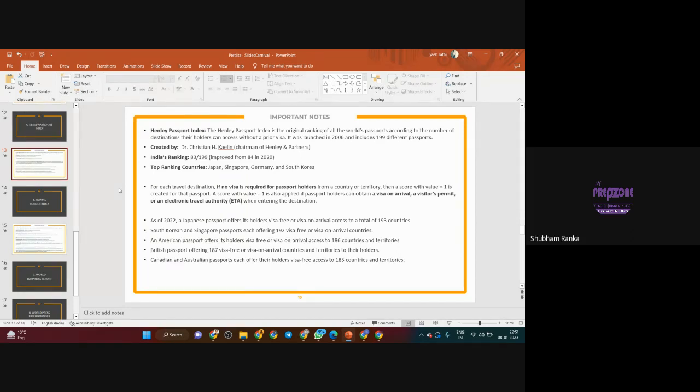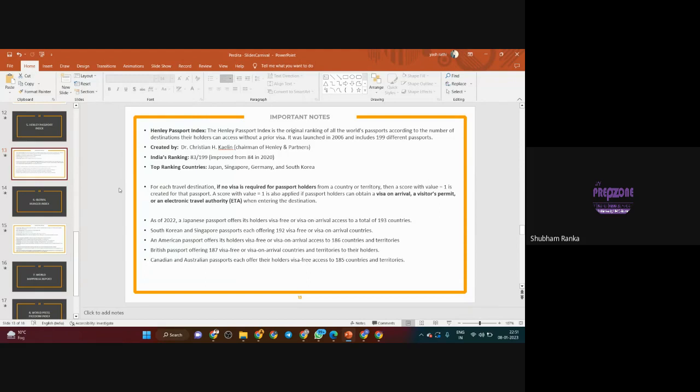Top ranking countries again are Japan, Singapore, Germany, South Korea. These are countries who are very powerful. You'll also see America, Britain, Australia, Canada, all in these top rankings. So these are people who other countries respect. Secondly, whose governments are also something either the countries fear or respect. So those are the reasons why they get so much visa-free arrival access.